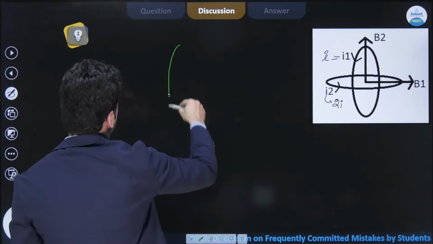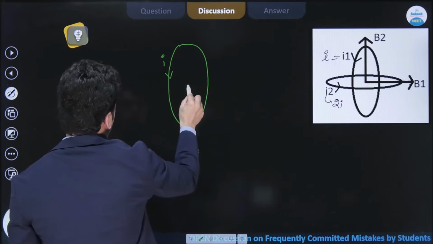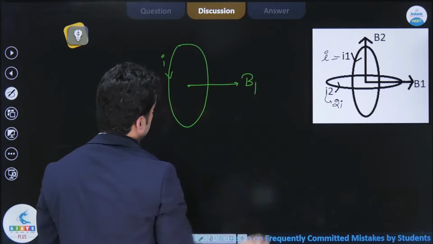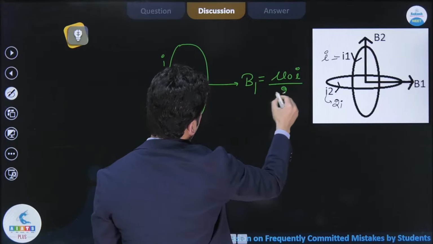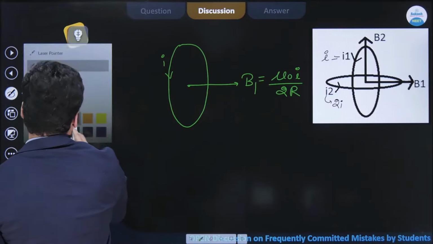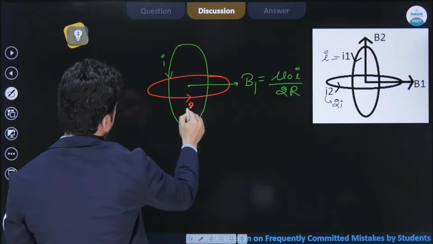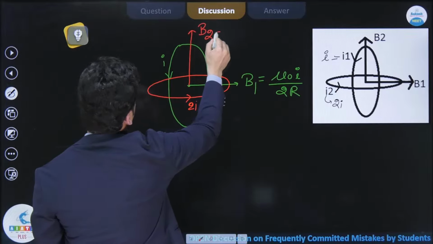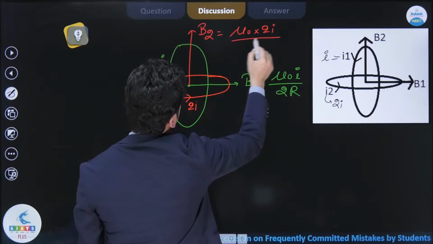So one of the coils is like this, and in this the current flowing is I. So the field at the center is given by B1, that is equal to mu naught I by 2r, where r is the radius. Now you have another coil, something like this, which has a current 2I. So the field due to this is in this direction, B2, and the value of this is mu naught into 2I by 2r.